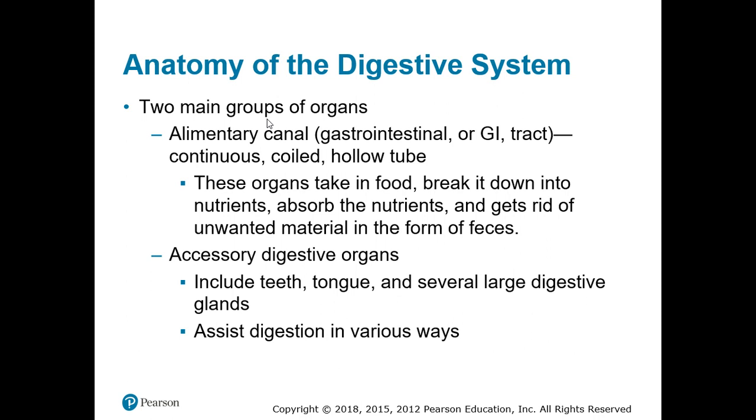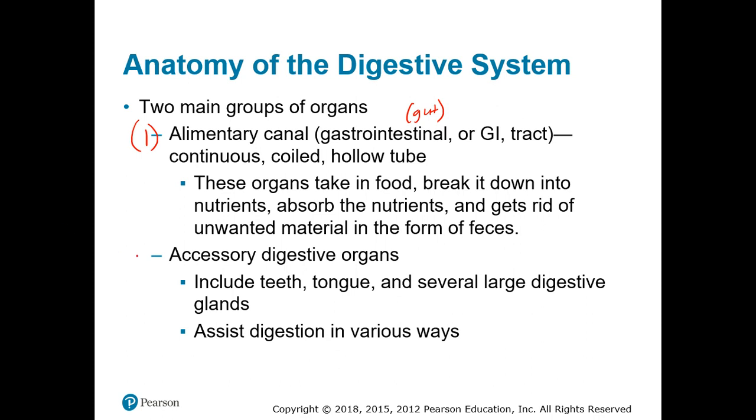So, in terms of the anatomy of the digestive system, there are two main groups. The first group is your alimentary canal, also known as your gastrointestinal or GI tract. Oftentimes, you may also hear it known as the gut. This is a continuous coiled hollow tube. Organs that are part of the alimentary canal take in food, break it down, absorb those nutrients, and then get rid of any materials that you cannot use in the form of feces.